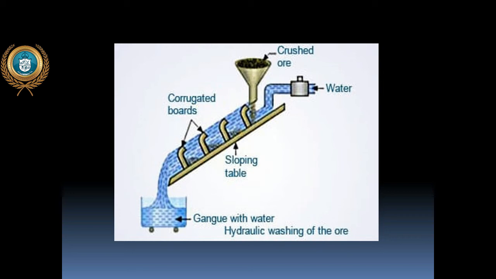So here we have taken the crushed ore and there is a sloping table. On the sloping table we are flowing a stream of water. While the water is flowing, we put this crushed ore on it. There are corrugated boards. Now the ore has high specific gravity, which means it will have more weight compared to the impurity gang. So this heavier ore settles on the corrugated boards, and the light gang particles are removed with the water, and we can collect them separately. So this is the hydraulic wash method or gravity separation method.